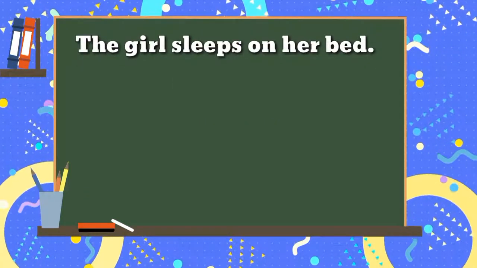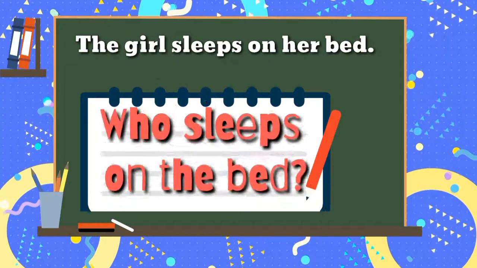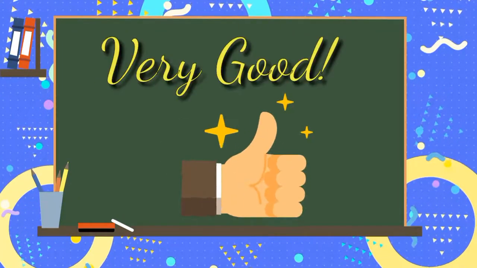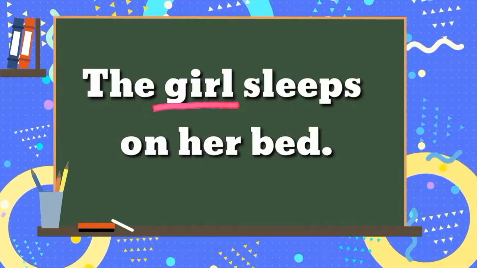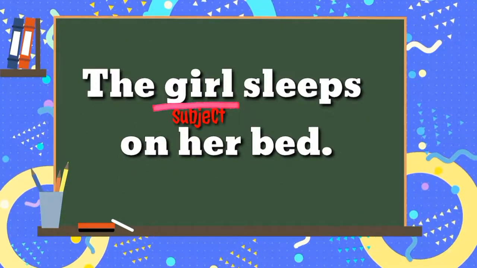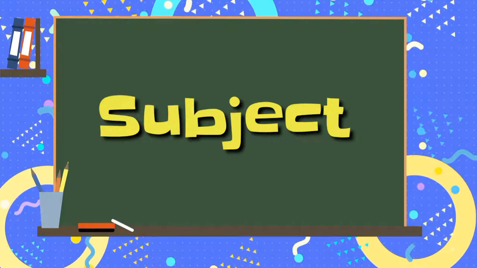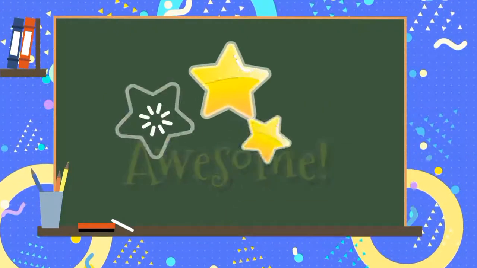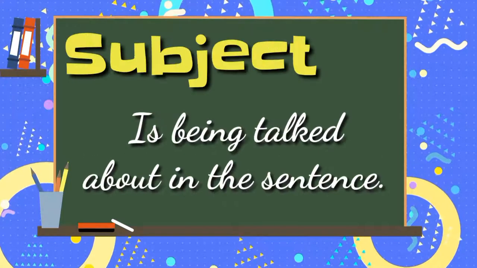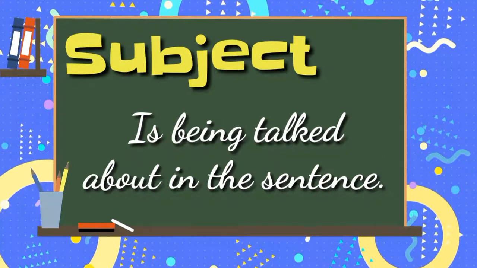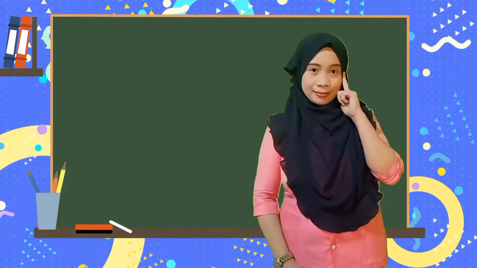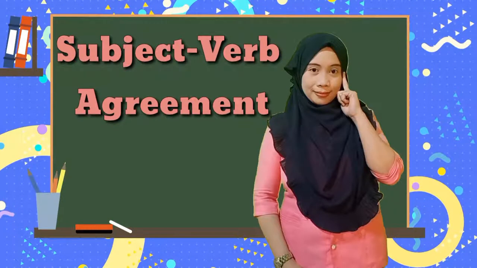In our sentence a while ago, who sleeps on the bed? The girl. Very good. The girl in the sentence is what we call the subject. Can you recall what a subject is? Awesome! Subject is the one that is being talked about in the sentence. So for this lesson, we will be learning about the basic rule of subject-verb agreement.